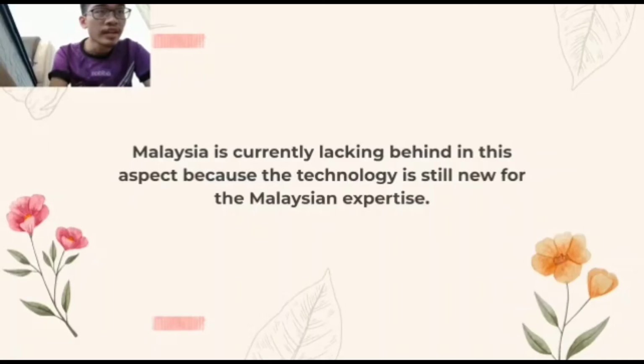So next slide, Malaysia is currently lagging behind in this aspect because the technology is still new for Malaysian expertise. To this extent, the relatively small number of applications that have made it through to industrial application represent revolutionary rather than evolutionary advances. Therefore, there is a need for research to look into the management aspects of nanotechnology biosensors in order to effectively and efficiently manage the future directions of the technology. For now, Malaysia has been using biosensors on a lot of different occasions, which is important.